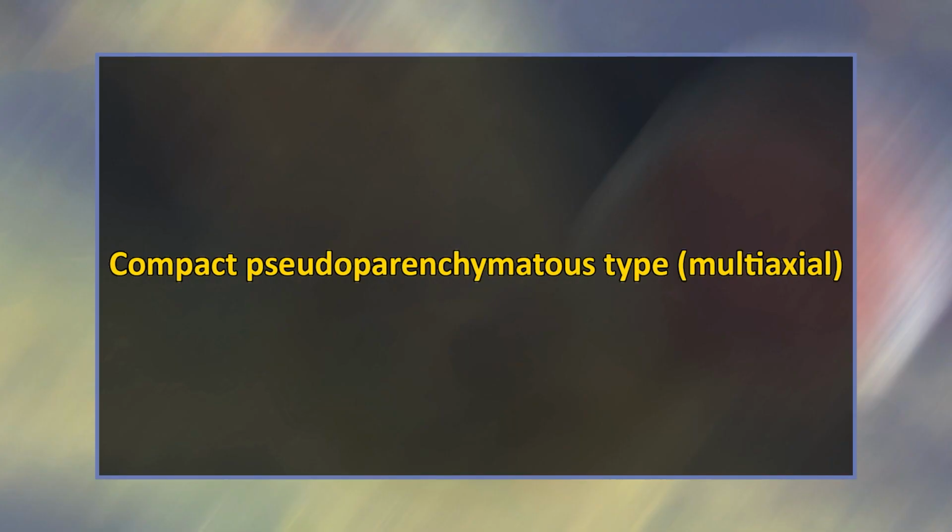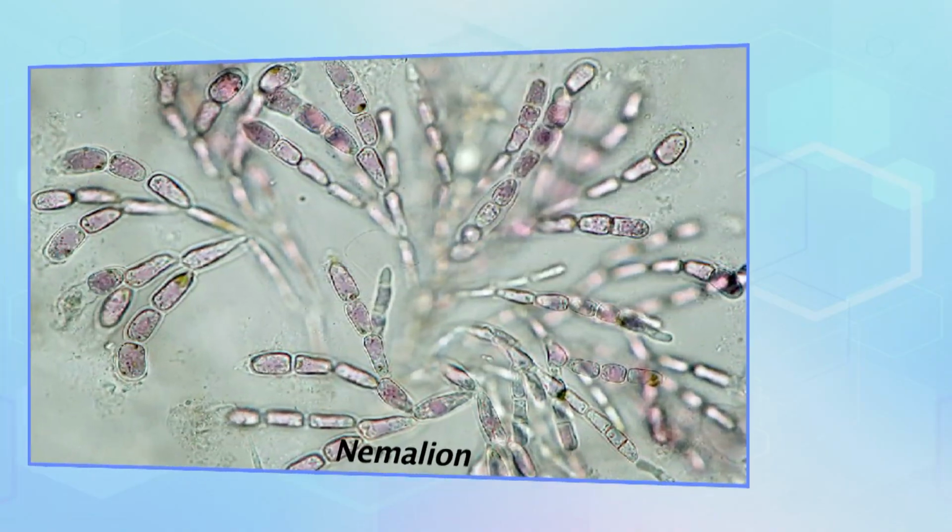Ninth, compact pseudoparenchymatous type, multiaxial. Thalli, which possess a tuft of axial filaments with many laterals radiating out to the margins, are called multiaxial filaments. In this, one or many threads, uni or multi, of the erect system take part in the production of the mature thallus, for example, Mammalion.